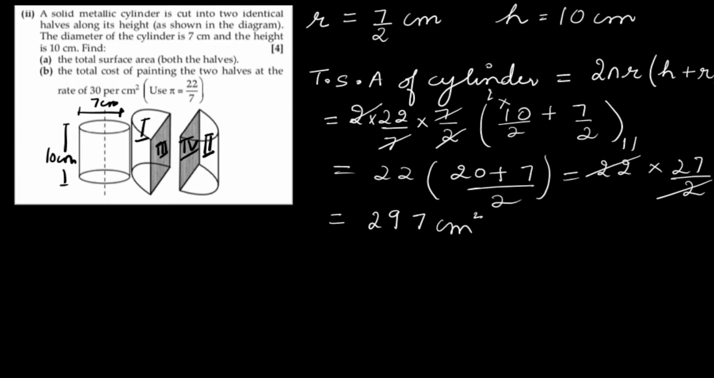Here, apart from the total surface area, we first have to find the total surface area of both the halves. This total surface area is just the total surface area of the curved part. The curved part includes only this part, the curved one. If we divide it by 2, each part, they have mentioned both the halves, means altogether we have to find.